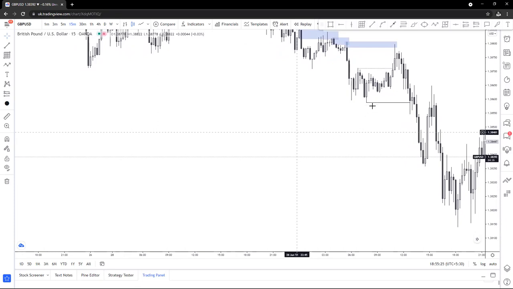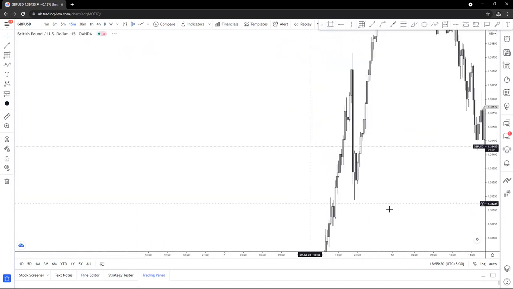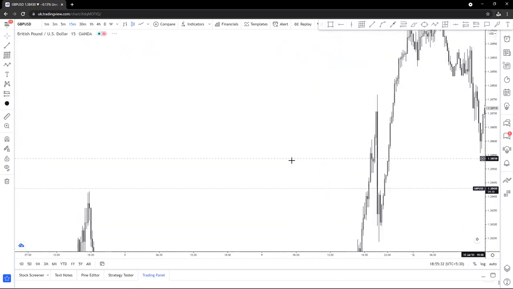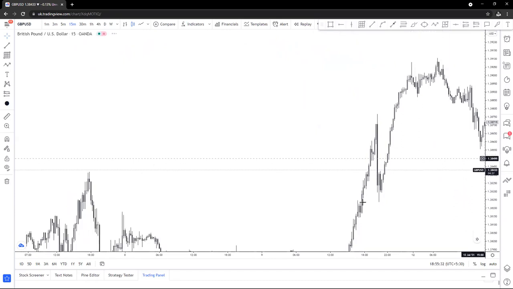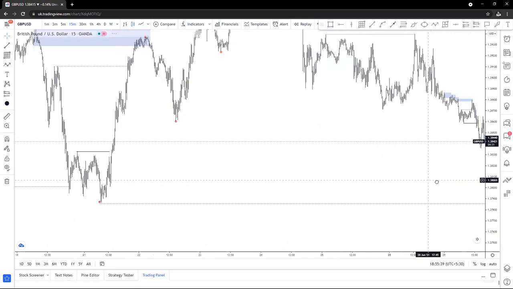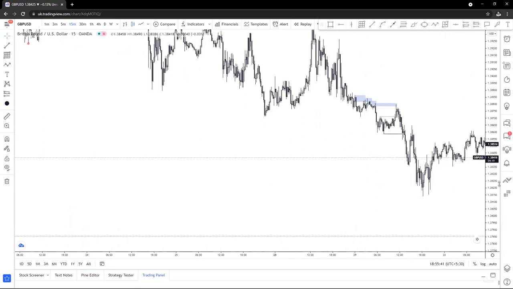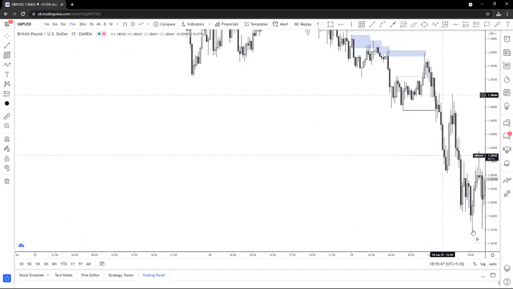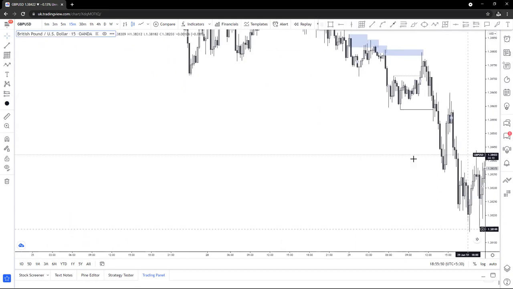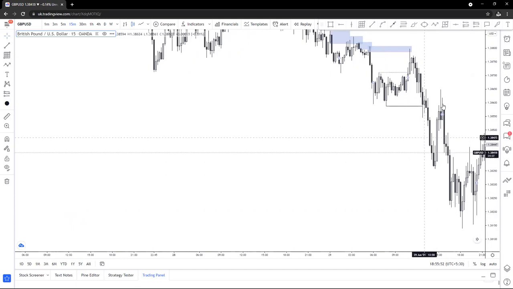Now, I told you, once a break of structure happens, a new range will be created. Now, right here, we have this range from this high to this low. Everything in between will be intermediate term structure, like I told you earlier.